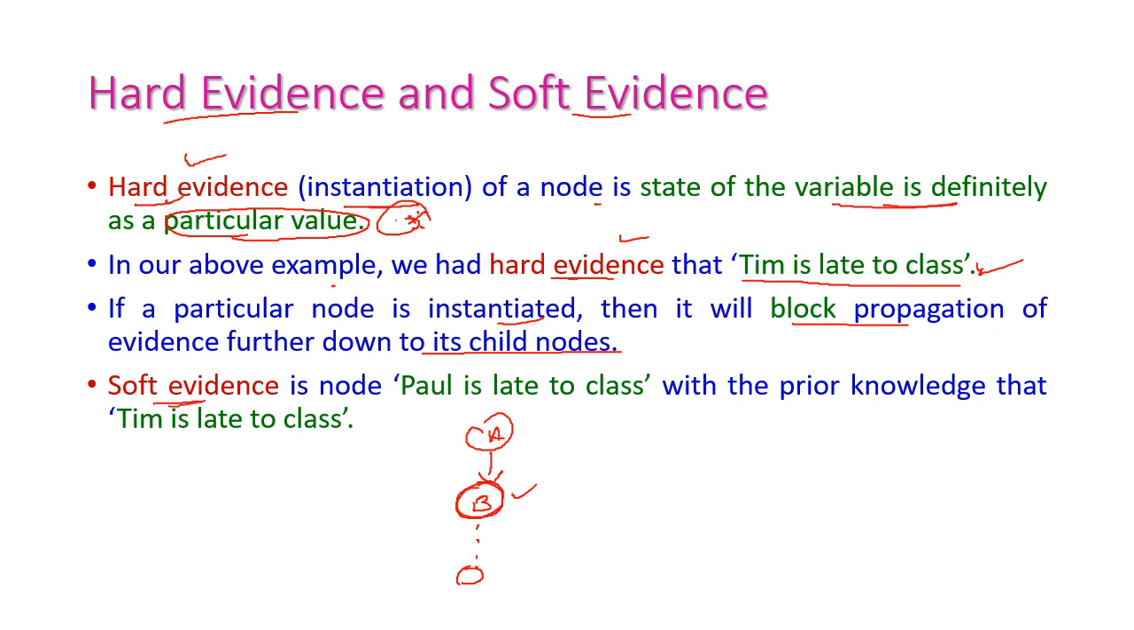And when it comes to soft evidence, the node, that is Paul is late to the class, is with prior knowledge that Tim is late to the class. So Paul is late to the class because previously Tim was also late to the class. Based on Tim being late to the class, we can understand that Paul is also late to the class. So this is soft evidence.